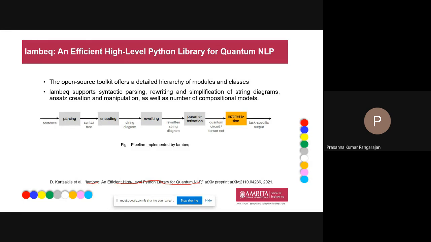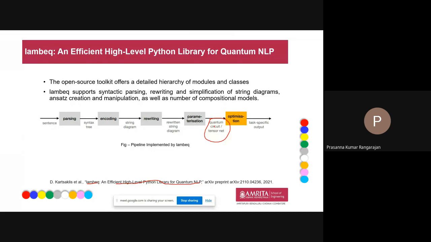Anyone can make use of this Lambeq as we are using any other Python library. So here you can see the pipeline that has been implemented by this Lambeq. It involves parsing, encoding, rewriting, parameterization, of course, and at the end we have the optimization. So actually you can see the part here, quantum circuit or TensorNet in this part, right? Until that, normal classical NLP will be doing that.